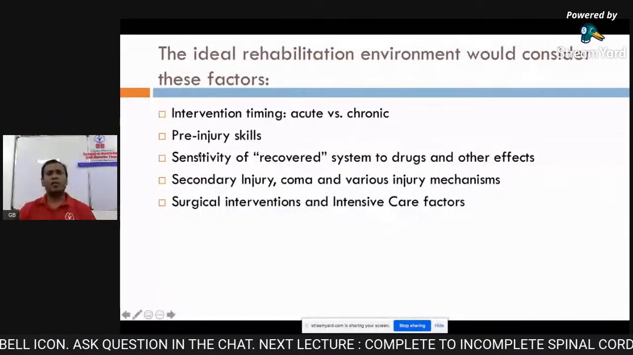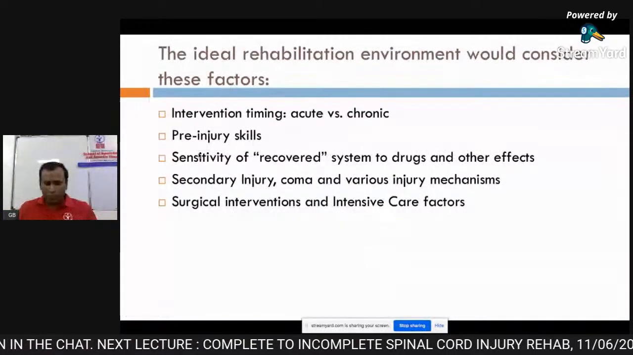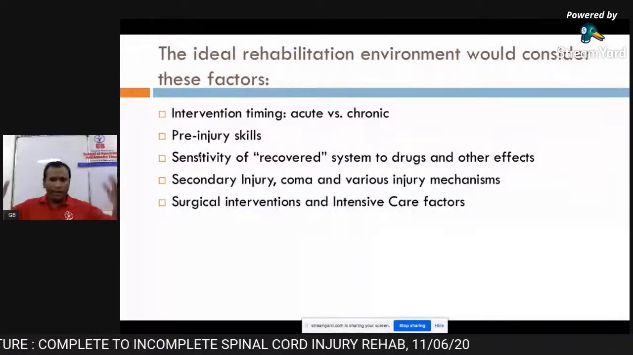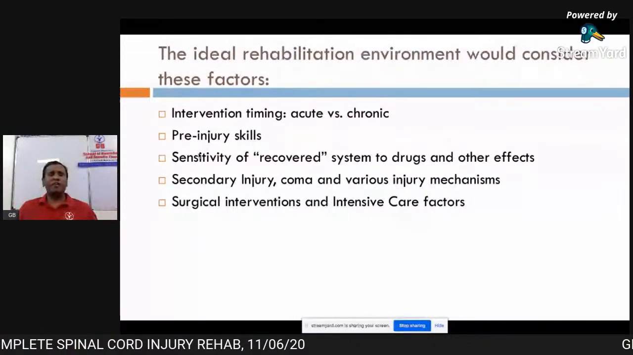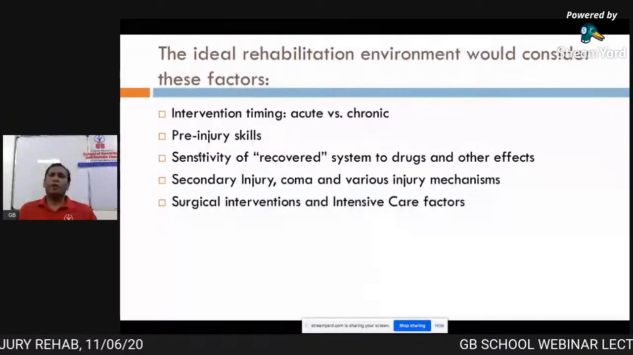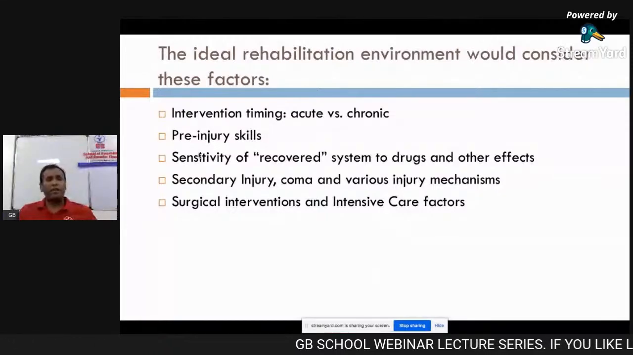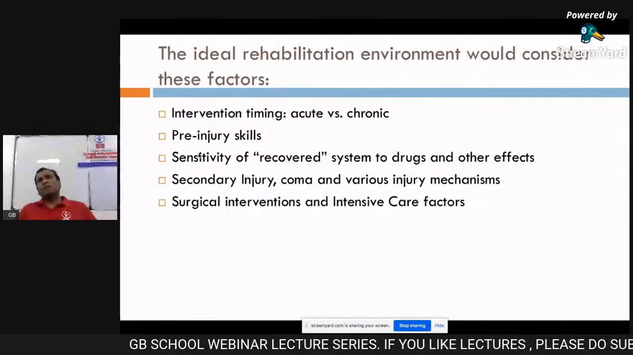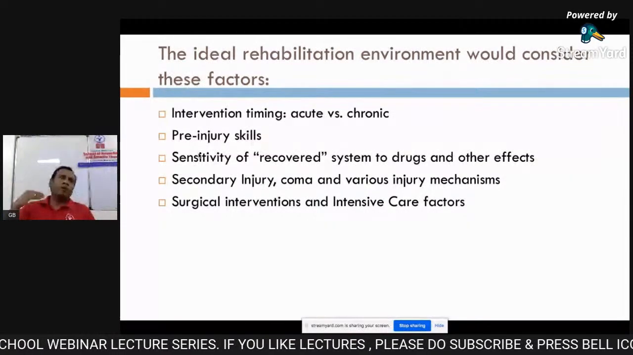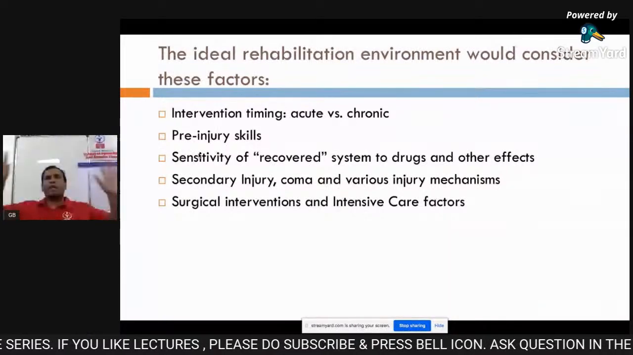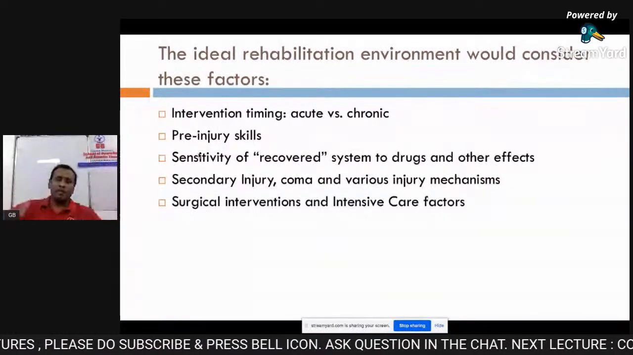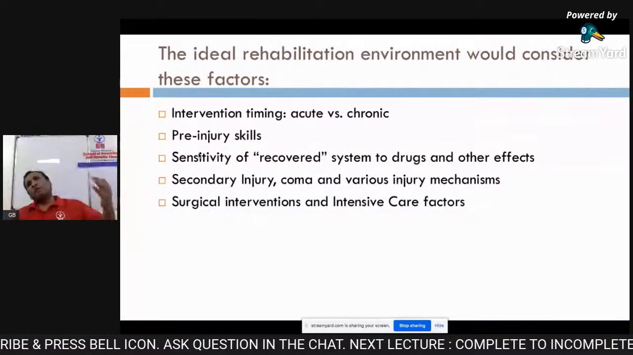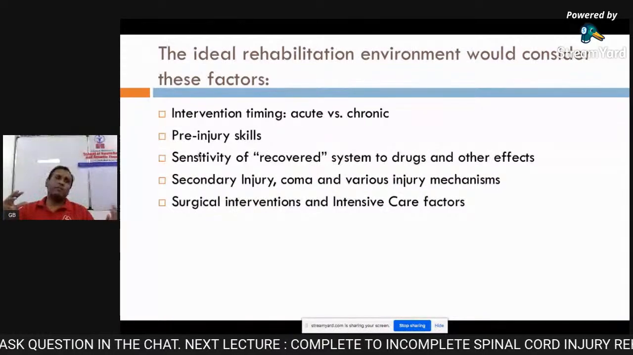Also, pre-injury skills are very important. People who are more engaged in sports or physical fitness show better recovery, and can tolerate high intensity of training, or somebody has high speed walking or balance training type of activity in their real life. Like somebody who is a dancer, who has high balance training activities from the beginning.